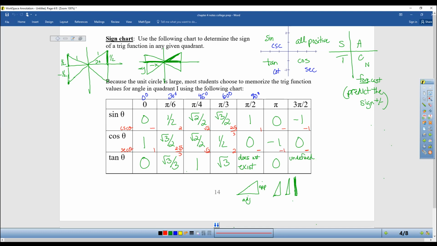-1, and this does not exist. Cotangent at 0 does not exist because you can't flip 0. If you flip this, you just get the square root of 3. If you flip 1, you get 1. If you flip this, you get the square root of 3 over 3. And if you flip this, this actually comes out to be 0. I know that that's a little confusing right now, but we'll talk about what that means later, but you can go ahead and fill it in your chart.